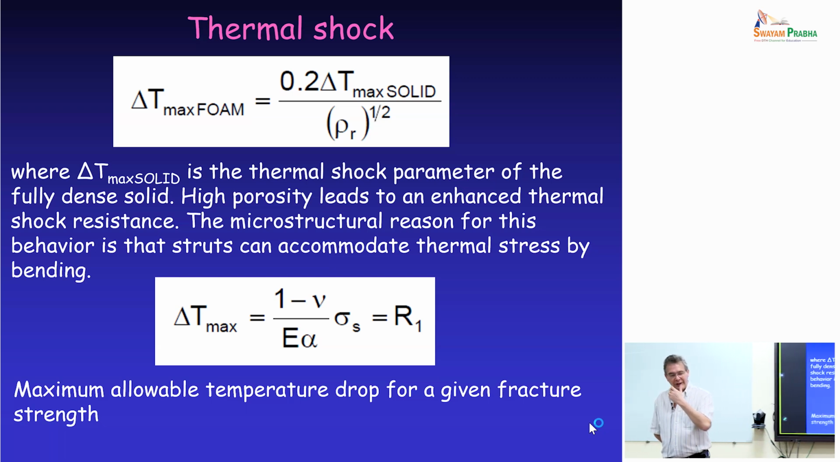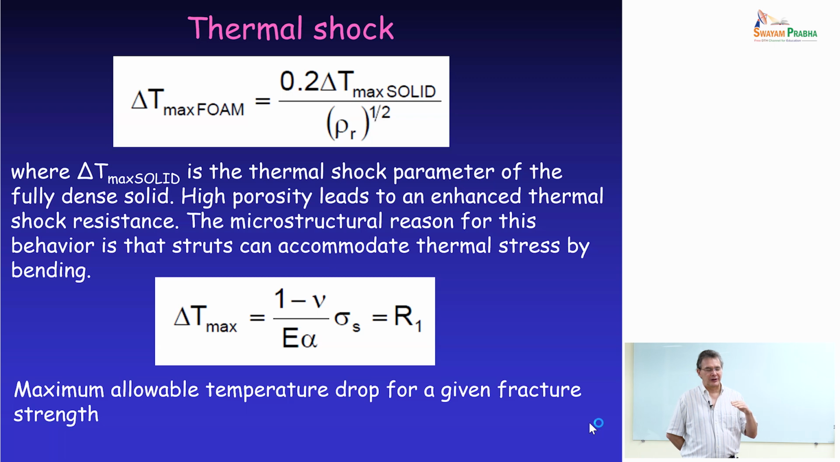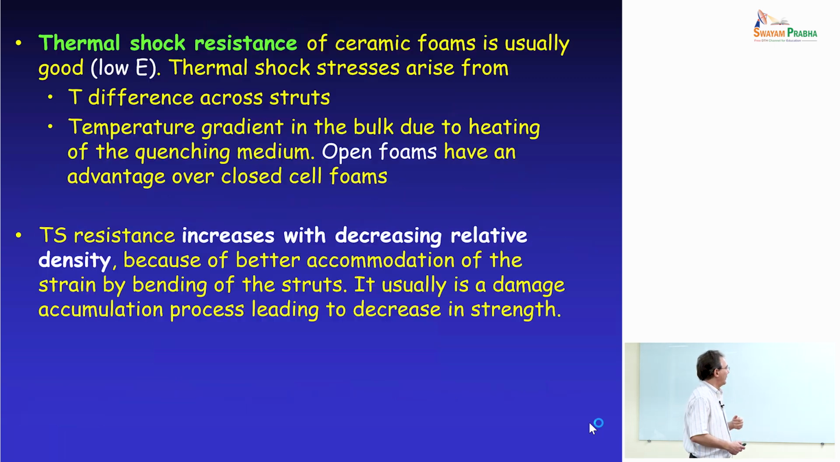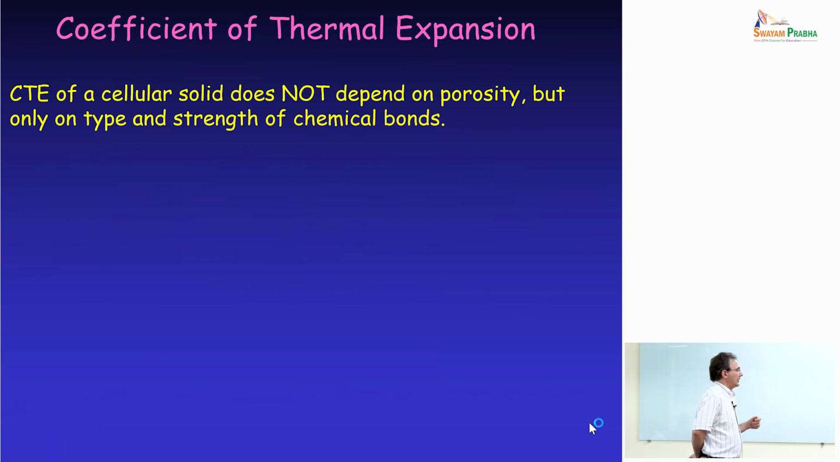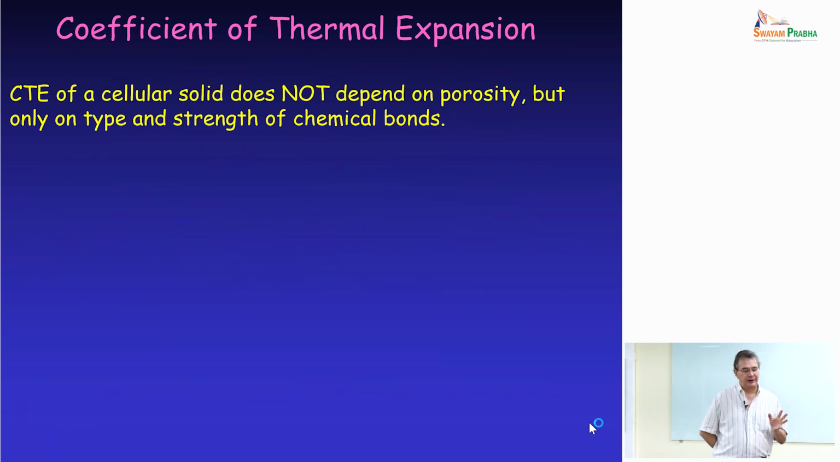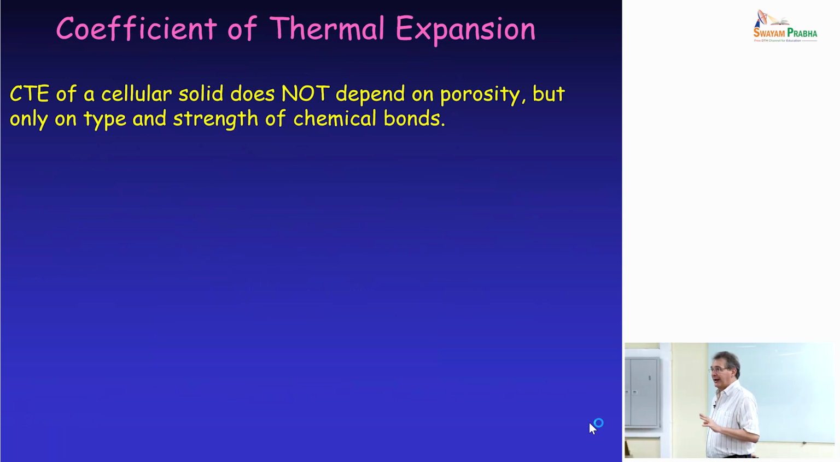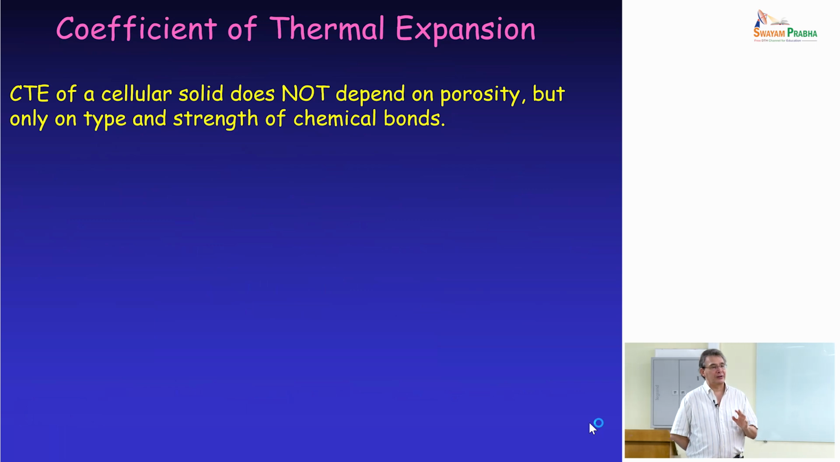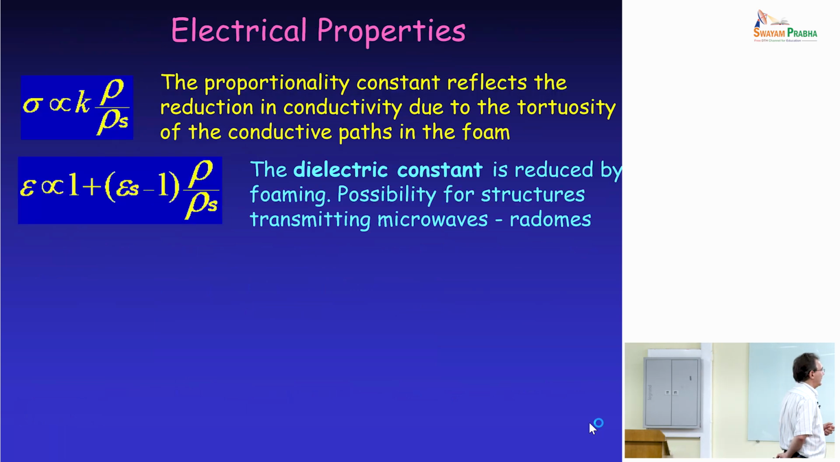That is why, for instance, in certain glazes, in certain ceramic coatings, you embed some porosity in order to improve the thermal shock behavior. One interesting point, which should be rather obvious to people working in material science: the coefficient of thermal expansion is not influenced by porosity. And this is, of course, due to the fact that it only depends on the type and strength of the chemical bonds that constitute the material.